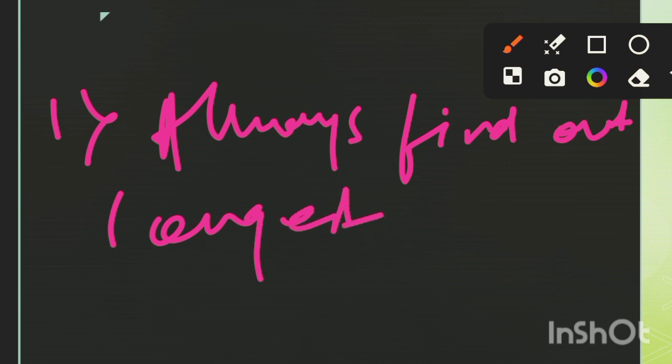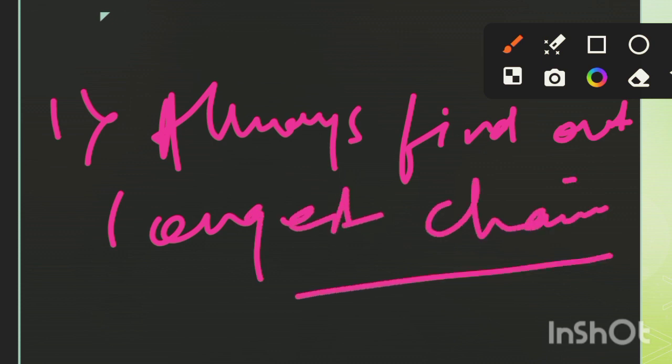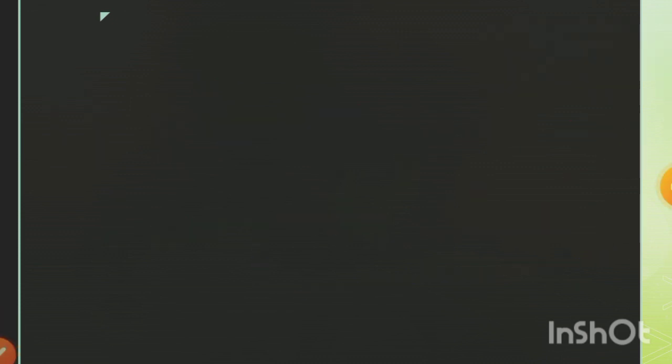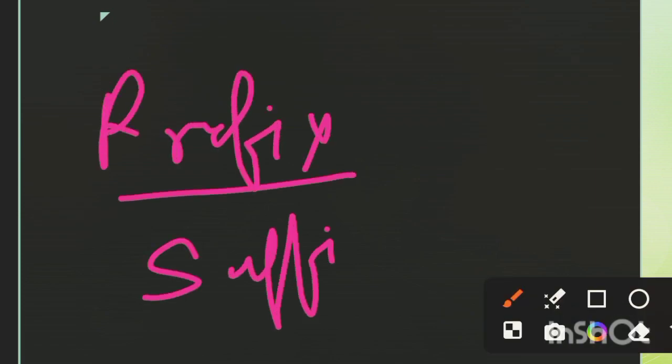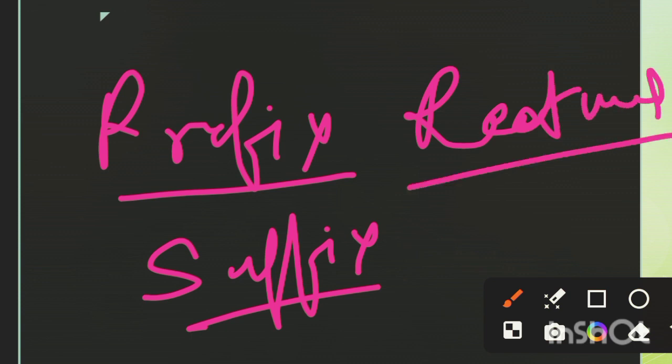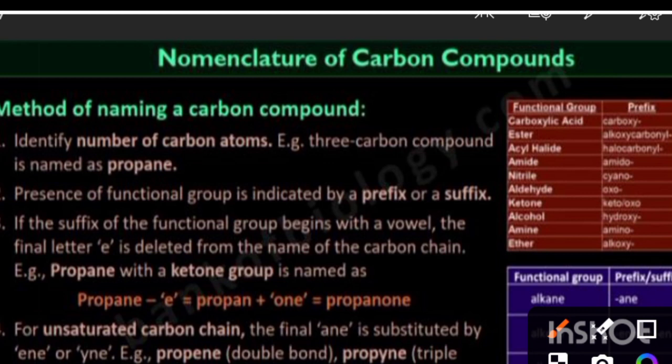Now chain, longest chain. Okay, this is the first rule. And IUPAC nomenclature always depends on three factors. What factors? Prefix, suffix, and root word. Okay. Method of naming a carbon atom. First, identify the number of carbon atoms. Means we have to identify the number of carbon atoms.